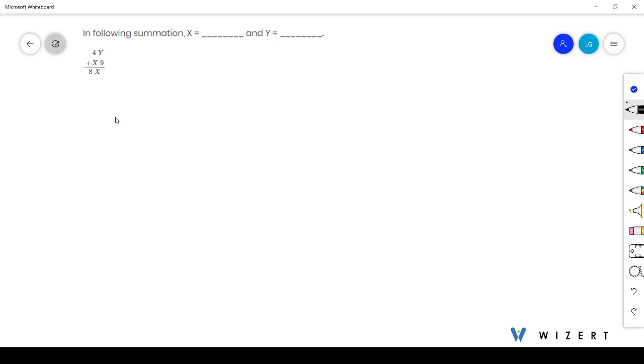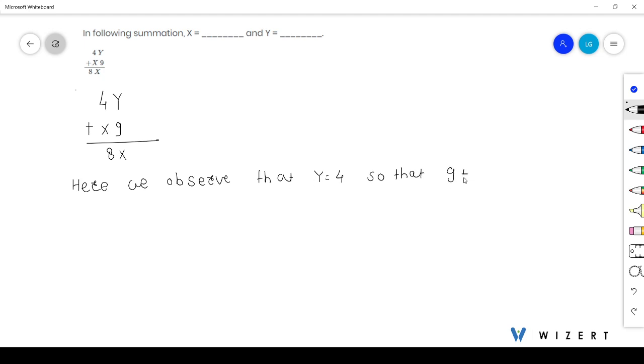Our question is, in the following summation, what are the values of x and y? And we have given 4y plus x9 is 8x. Here, we observe that y equals 4, so that 4 plus 9 or 9 plus 4 is 13.